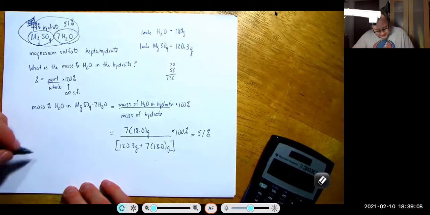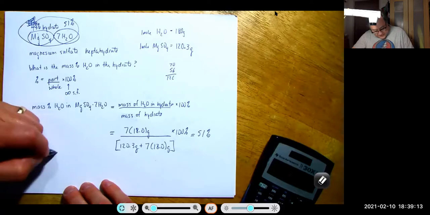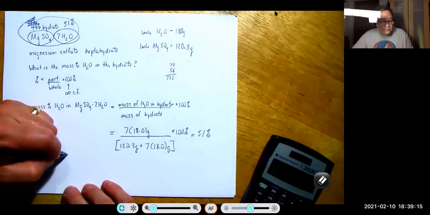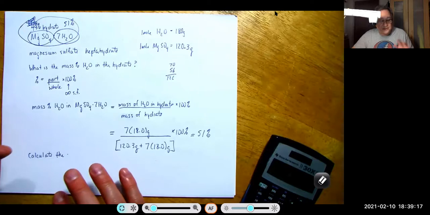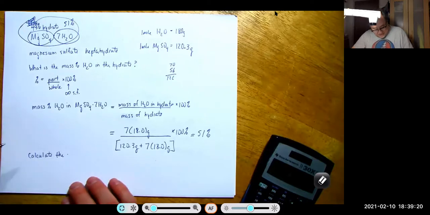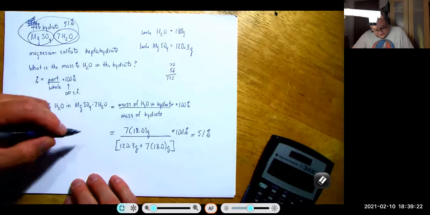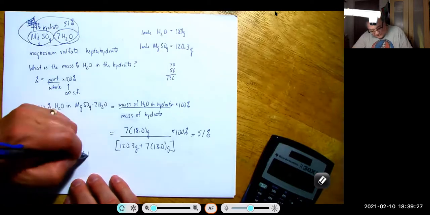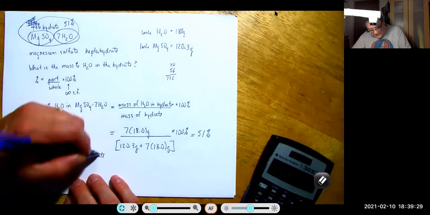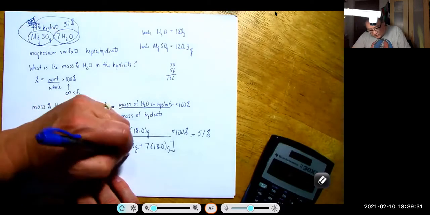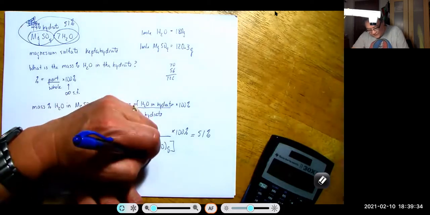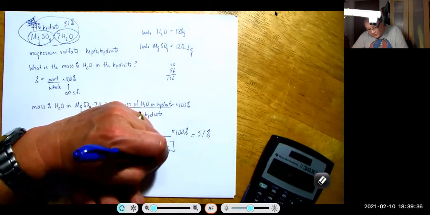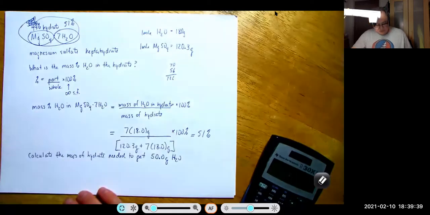The next question is calculate, this is not the way the question is worded in the book. This is different. Calculate the mass of hydrate needed to get 50 grams of H2O. So how do we do this?